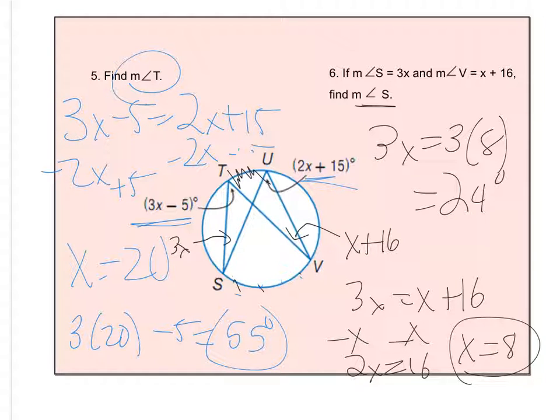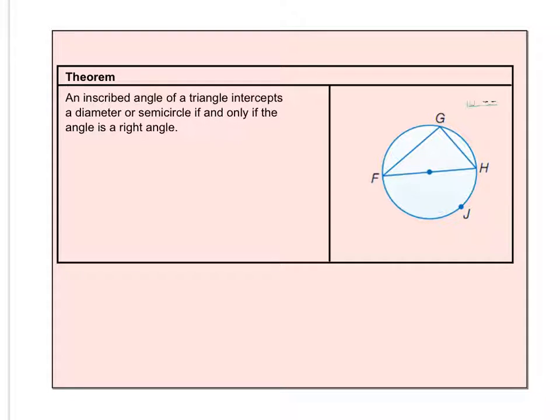It's going to be 1/2 of that. So an inscribed angle of a triangle intercepts the diameter or semicircle if and only if the angle is a right angle.